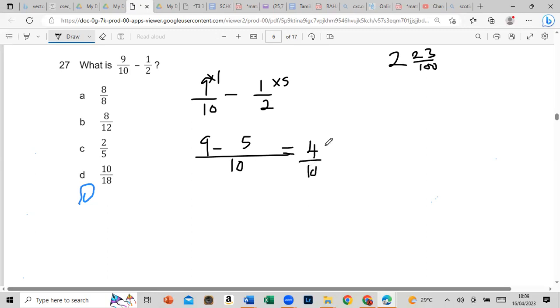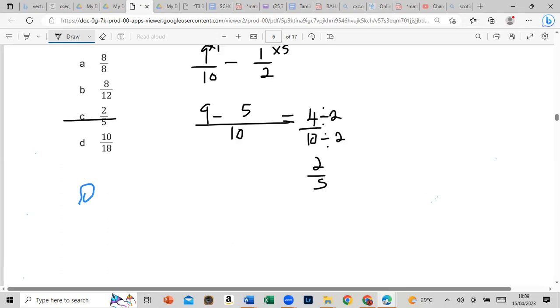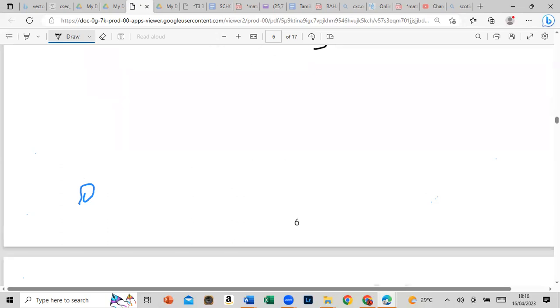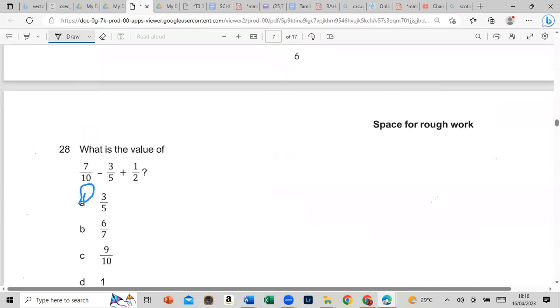And then we break it down. But the answer is not there. So we break it down, divide both of them by what number? You divide it by 2. That's going to give us 2/5. So it is C. Good job. Oh, sir, I saw how I made the mistake. You have to remember the rule, guys. Don't get excited. Just follow the rules at all times.